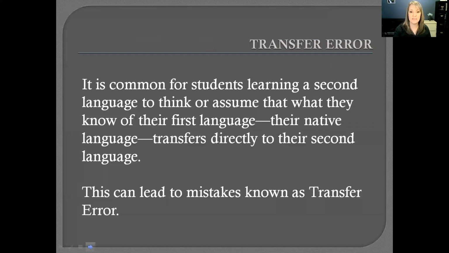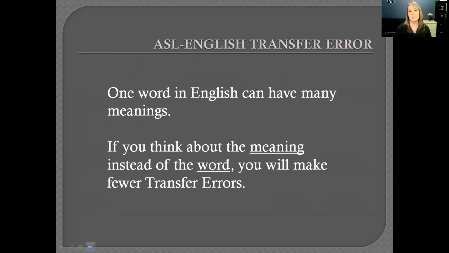Alrighty, so let's get into it. So what is transfer error? It's common for students learning a second language to think or assume that what they know of their first language, their native language, transfers directly to their second language, right? I know how to say this, you must say it the same way in another language. And this leads to mistakes known as transfer error.